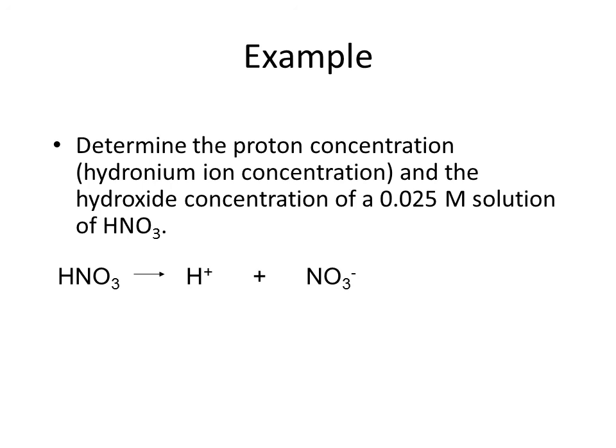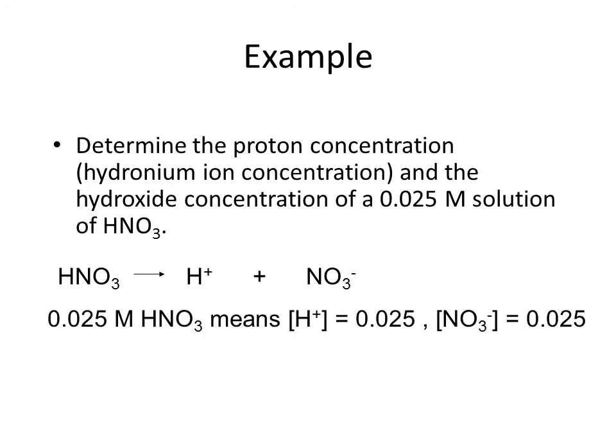So nitric acid is a strong acid, and so when it's put in water it makes protons and nitrate. No nitric acid remains intact. So if it's 0.025 molar nitric acid, that means I have 0.025 molar of protons. That also means that I have 0.025 molar of nitrate. Now we're not going to worry about the nitrate. It has no impact on our hydronium ion concentration. Only the proton concentration will impact the hydroxide ion concentration.